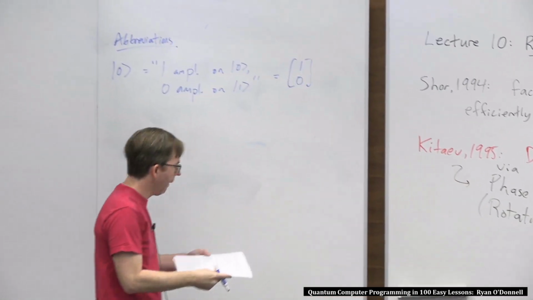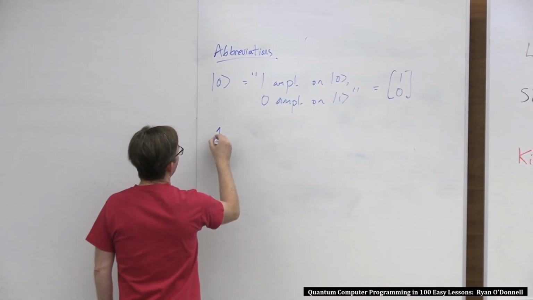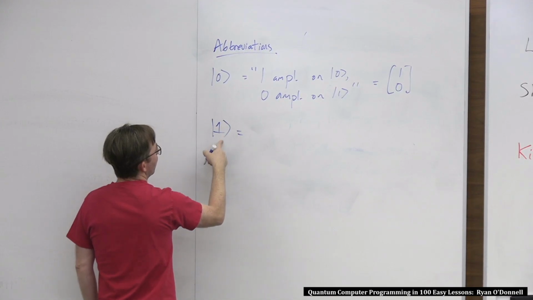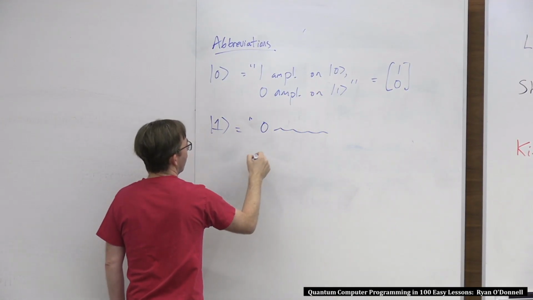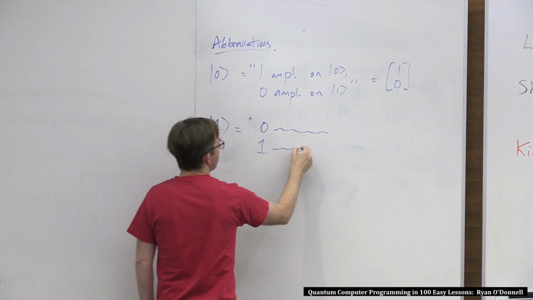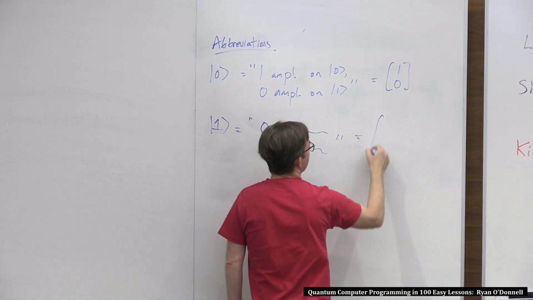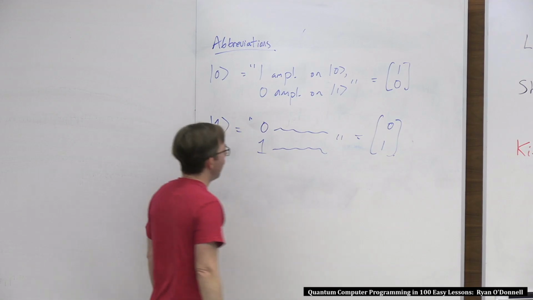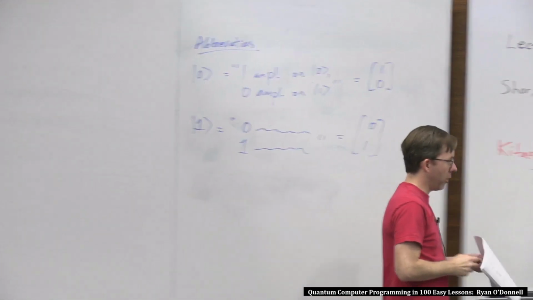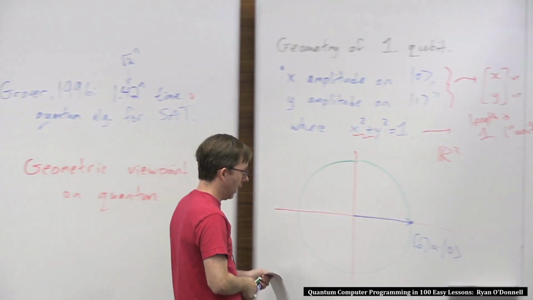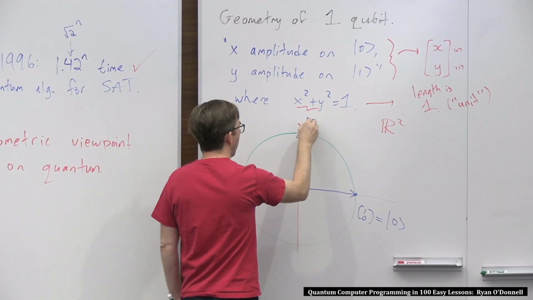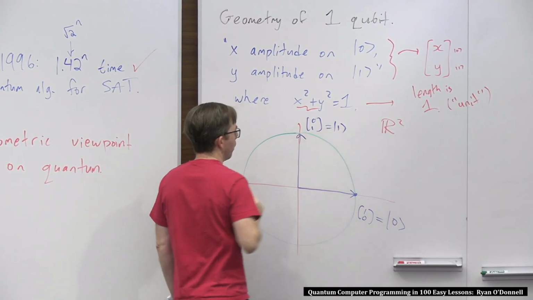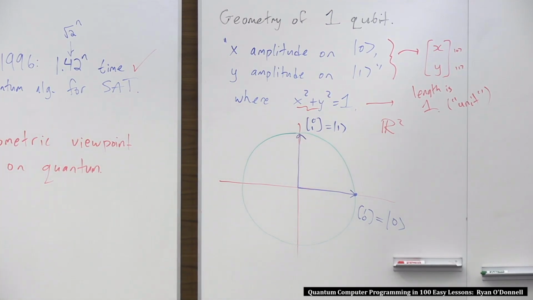And similarly, the really long form version of this name is 0 amplitude on basic state 0 and 1 amplitude on basic state 1. But now we're just calling this 0, 1. That's the vertical vector. This is 0, 1. Okay, and we're just going to call this basic state 1 in angle brackets.